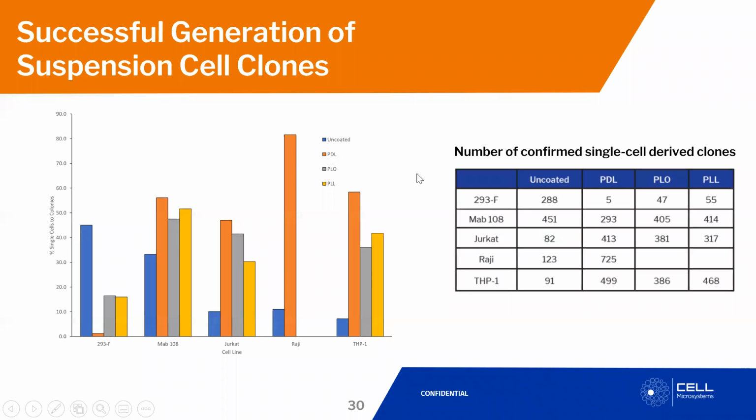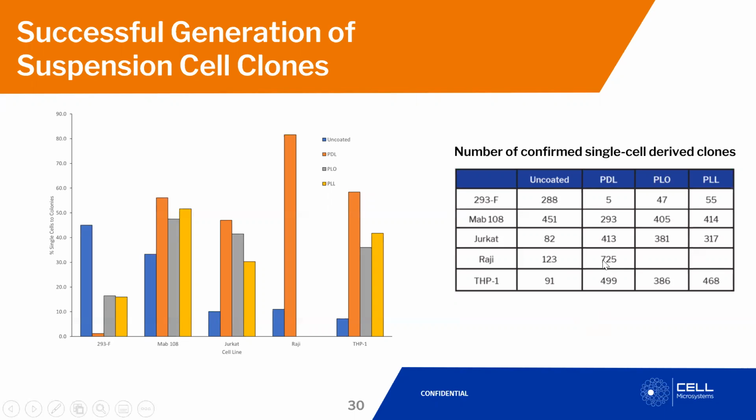But the key takeaway here is that by simply coating the arrays with standardly available cell coating substrates like PDL, PLO, and PLL, we are able to generate hundreds of single cell derived clones using just one reservoir of one quad array. So for example, if you look at the Jurkats here, we had about 82 in the uncoated, but there are well over 400 in the PDL and 300 in the PLO and PLL. So this really does give you just an abundance of wealth. It's more clones than you could ever hope to characterize in a single experiment.